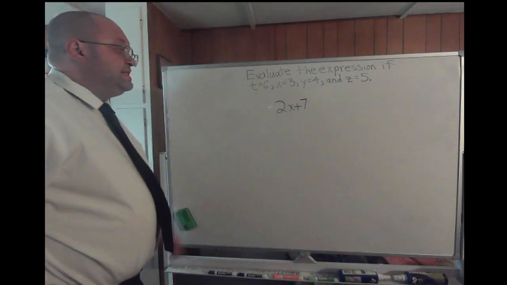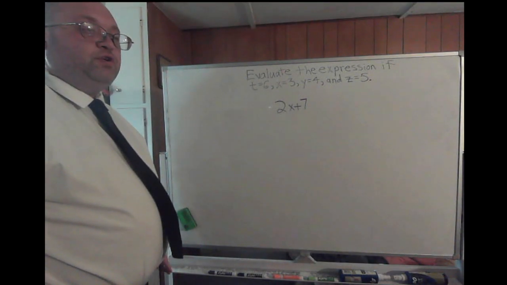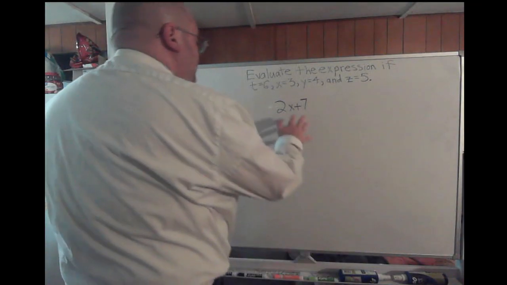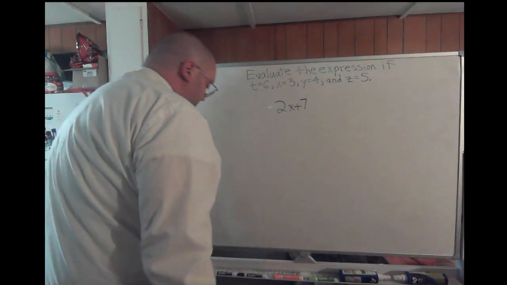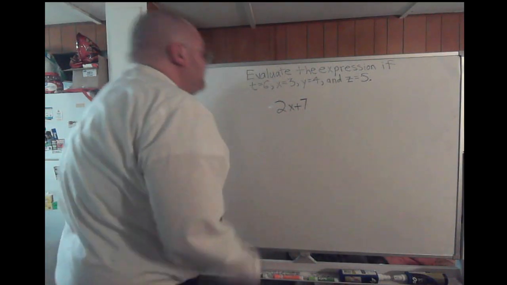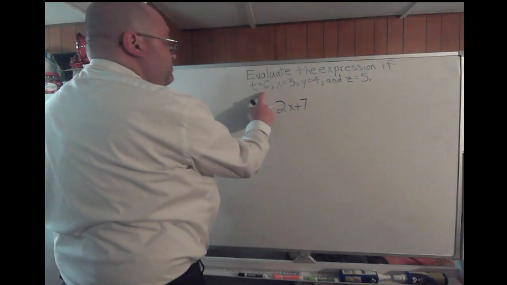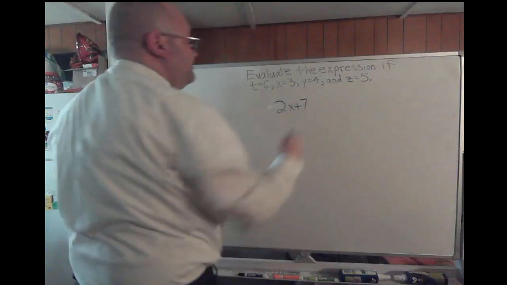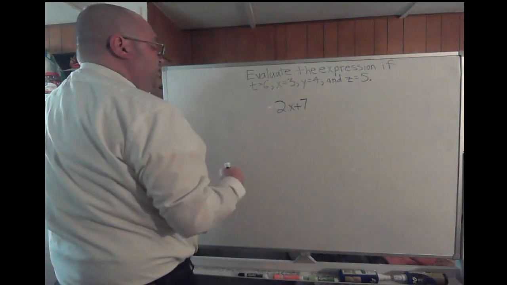So today and the next several lessons are going to largely seem like a review of pre-algebra, especially because today all we're going to do is evaluate algebraic expressions. So here you're told to evaluate the expression if t equals 6, x equals 3, y equals 4, and z equals 5. Well, all we have is 2x plus 7.